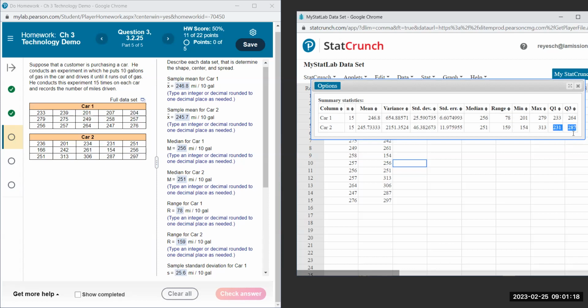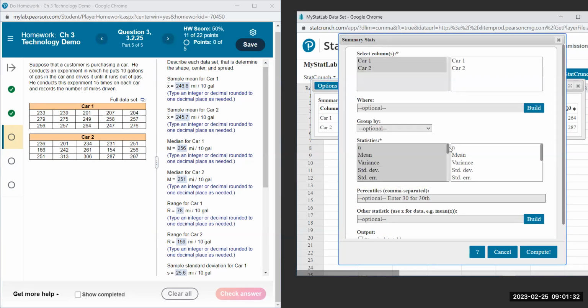I could figure out that difference. It doesn't give me the difference here. I could subtract them. We give that a name. It's called IQR, and I can have StatCrunch give me that as well. You don't have to do this, but later on in a future problem, you can have it like this one here.